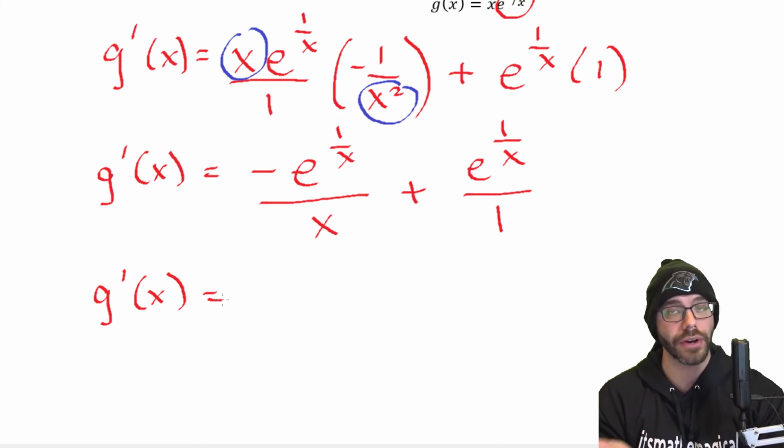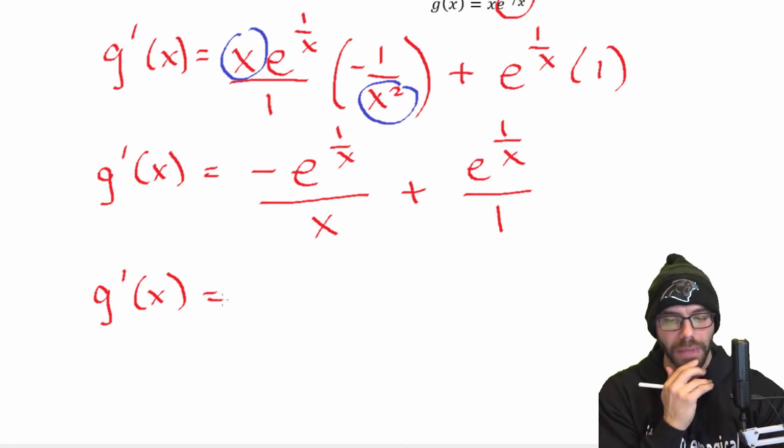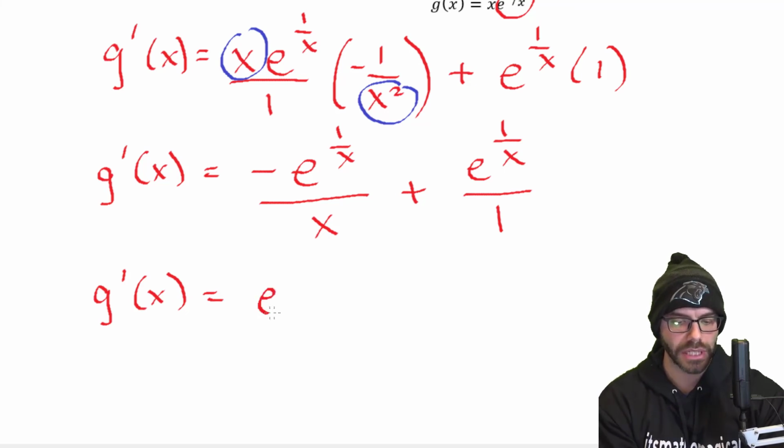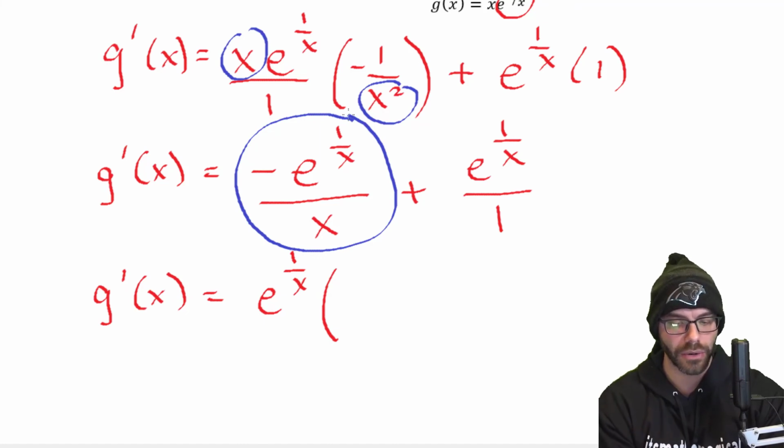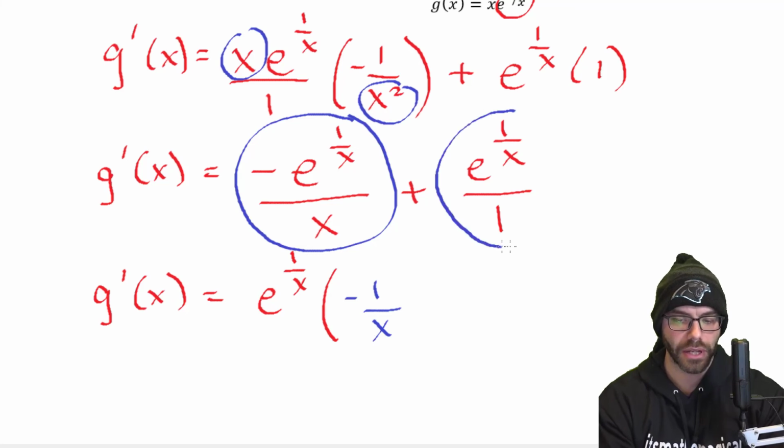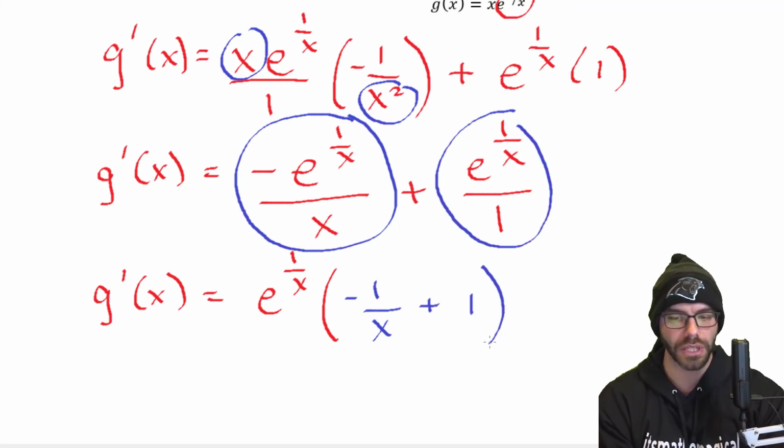We could factor out an e to the 1 over x power and make it look a little nicer that way. Then what we'd have is e to the 1 over x power being factored out. And then this term, if I factor out that e to the 1 over x power, I'll have negative 1 over x. And then if I factor out of this, I'll have plus 1 over 1, if you want to think of it that way.